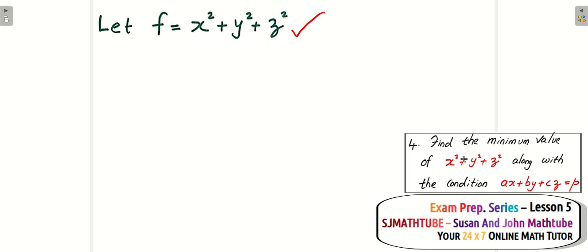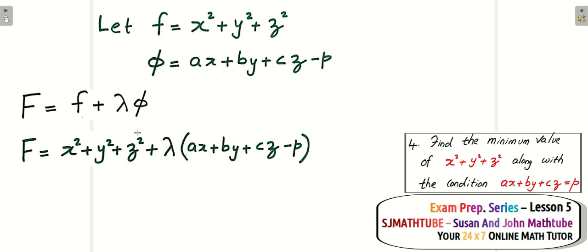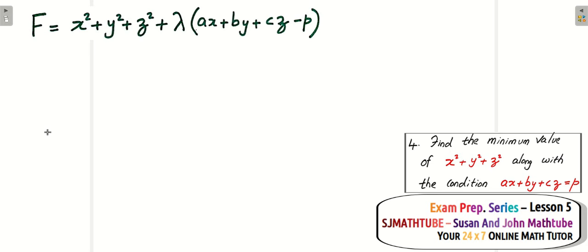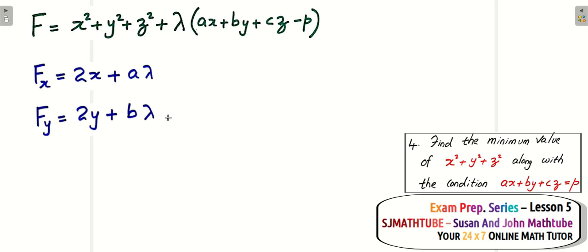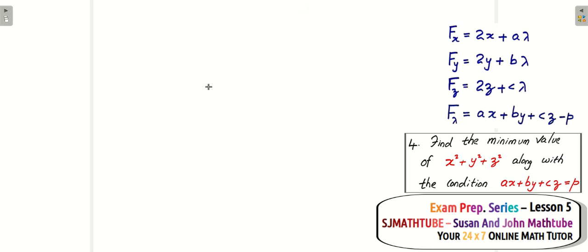So f equal to x square plus y square plus z square, and the condition ax plus by plus cz minus p. Now what I do is I'll form capital F and then the partial derivatives one by one. So that 2x plus 0 plus lambda into a into 1 plus 0 minus 0. So I hope you're okay with these things. And now what we do is we will equate all these quantities to 0.